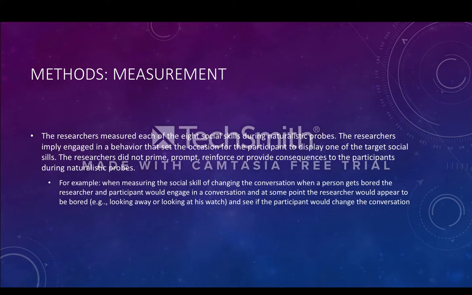The researcher did not prime, prompt, reinforce, or provide consequences. So, for example, they would set up an opportunity for Donald, the youngest one, to see a stranger, and the stranger would say, "Hey, do you want to go with me?" And the child would say no. That would be success. If the child went with a stranger, that would be a minus, and that would not be successful.